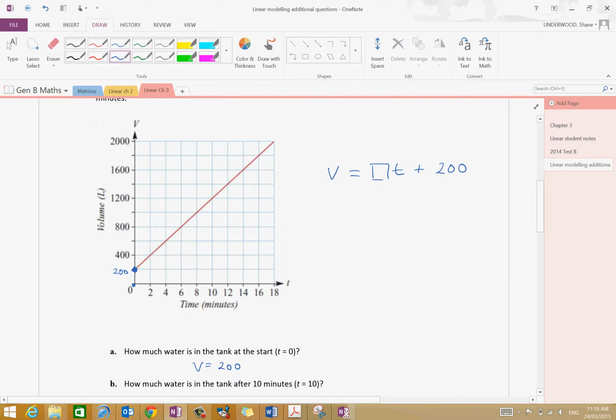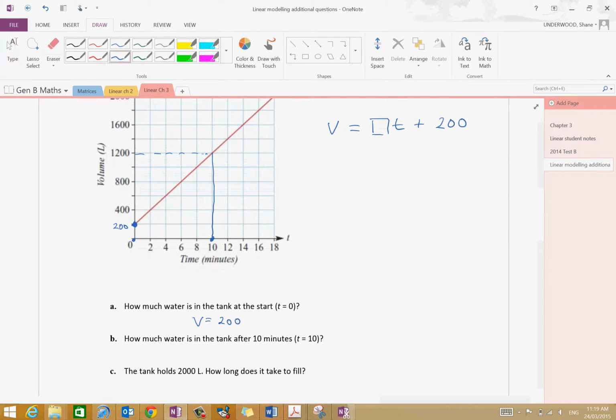How much water is in the tank after 10 minutes? Well, that's just getting that point here. So at t equals 10, the volume is equal to 1200. Pretty straightforward.